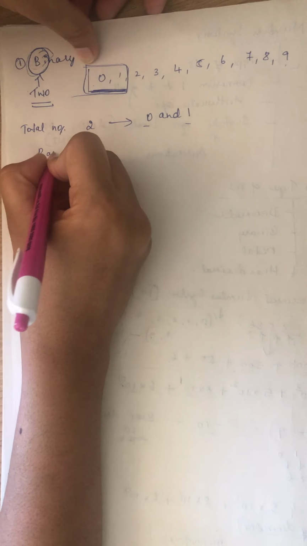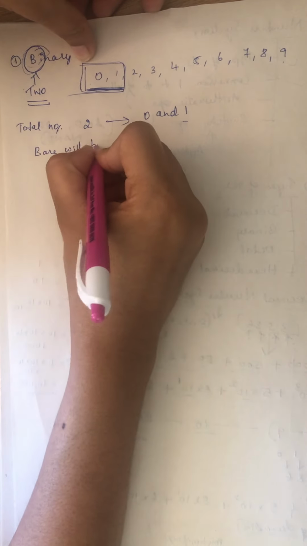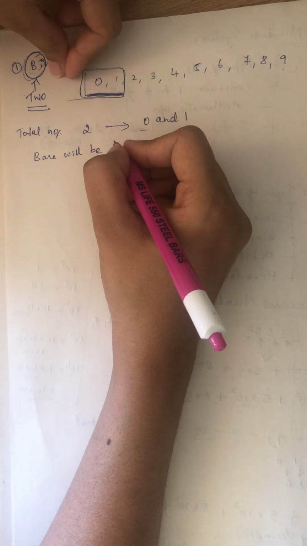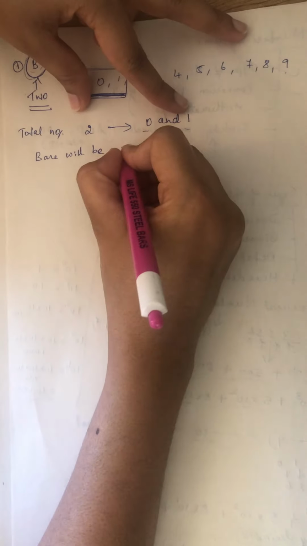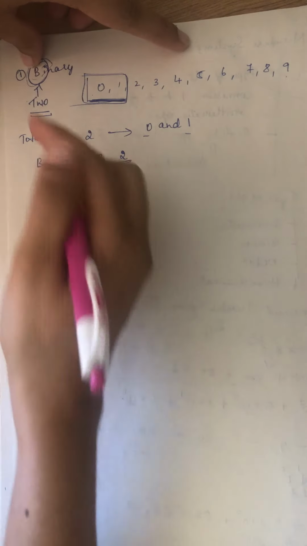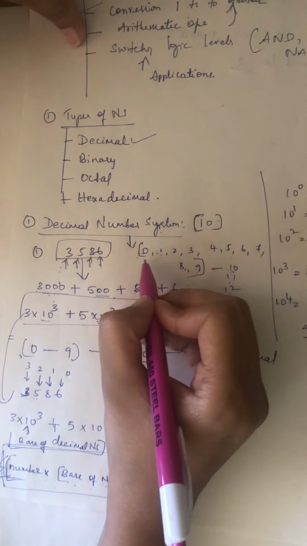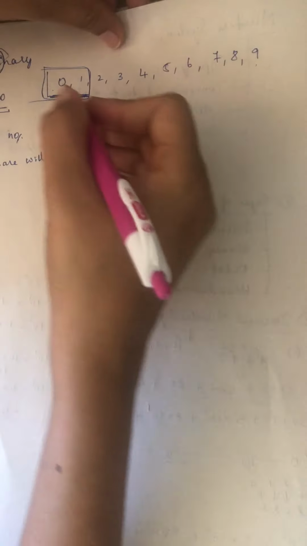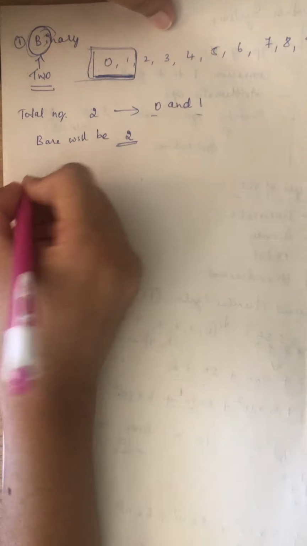Here the base will be, hope you can guess now, in decimal we had 10 numbers, so the base was 10. In binary we have 2 numbers, so the base will obviously be 2. So this is the second number system. Here we take it with reference to the decimal number system. We had 0 to 9 total numbers, and from that we take the first 2 numbers. So the binary number system will have only 0 and 1.